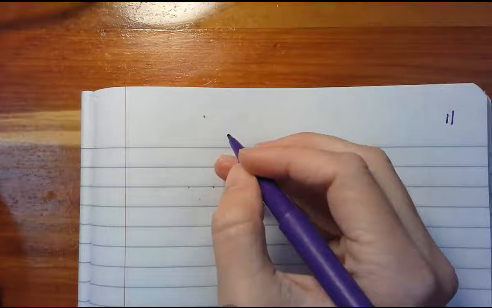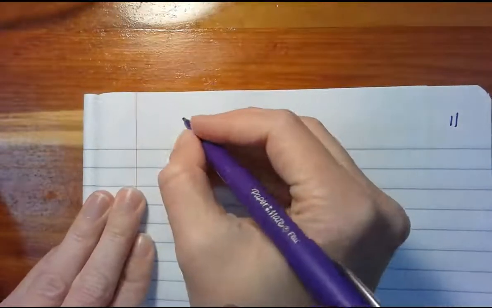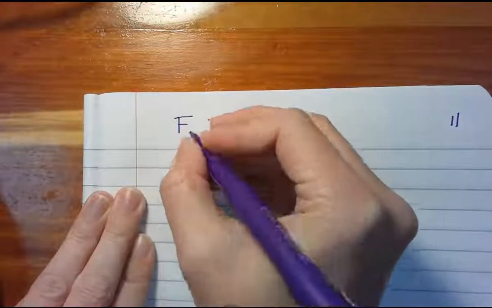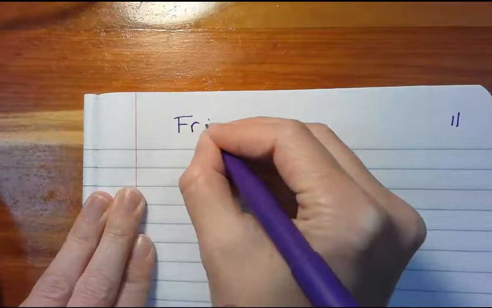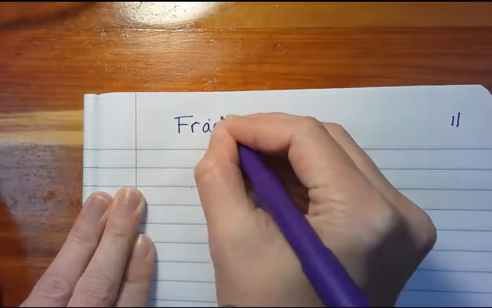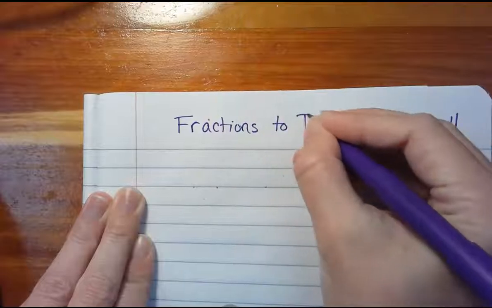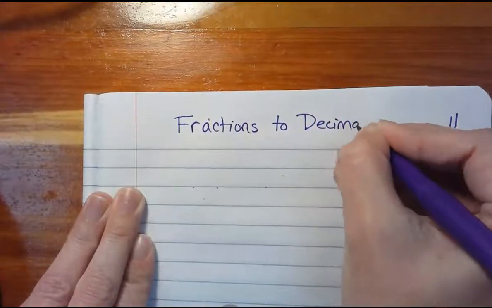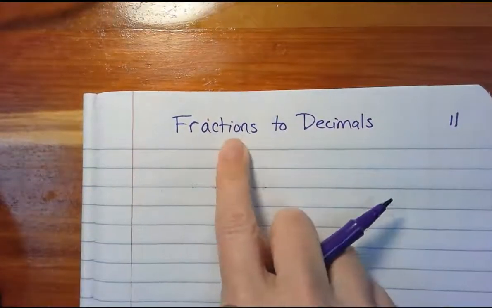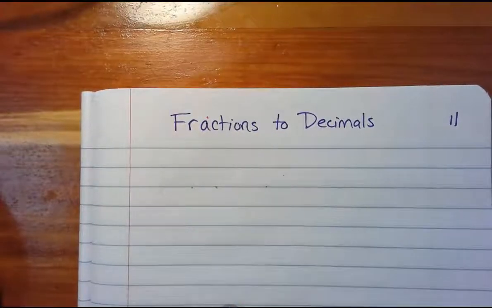All right, sixth graders, we are taking our next page of notes, and we have now finished up the unit on fraction operations. So we've added fractions, we've subtracted fractions, we've multiplied them, and we've divided them. And today we're not leaving fractions behind, but we are moving on to a new unit, and we're going to be working with fractions and decimals. So we're going to be working on changing fractions into decimals and vice versa.